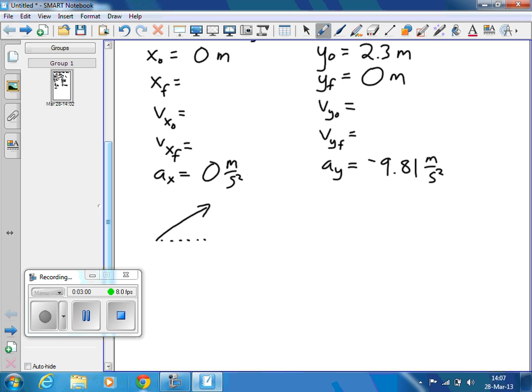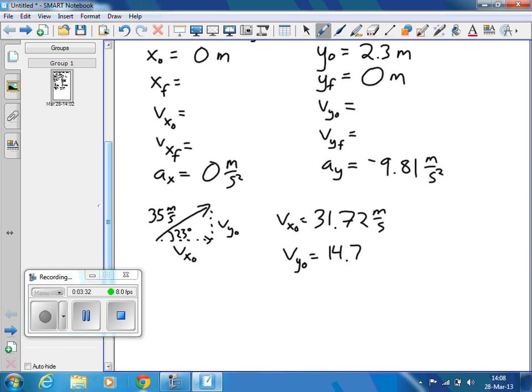We'll break our original velocity into its components. 35 meters per second original velocity, and the throw is 25 degrees from the horizontal, which allows us to do, once again, fairly simple trigonometric calculations and find that the starting x velocity is equal to 31.72 meters per second, while the starting y velocity is equal to 14.79 meters per second. So I'll fill those in the chart.